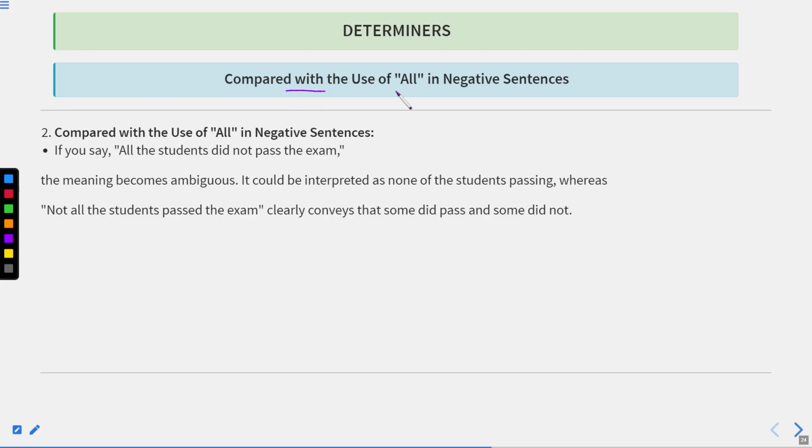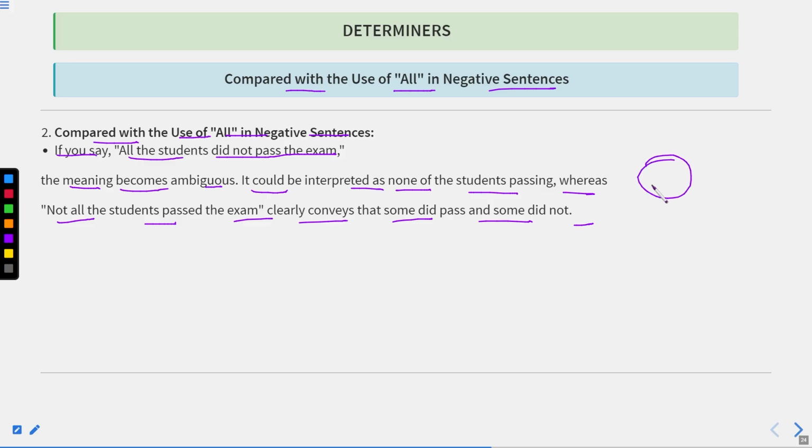Now, compared with the use of "all" in negative sentences, if you say "all the students did not pass the exam," this is also right, but the meaning becomes ambiguous. It could be interpreted as none of the students passing, whereas "not all the students passed the exam" clearly conveys that some did pass and some did not. If I say "all the students did not pass the exam," it means they all did not qualify.